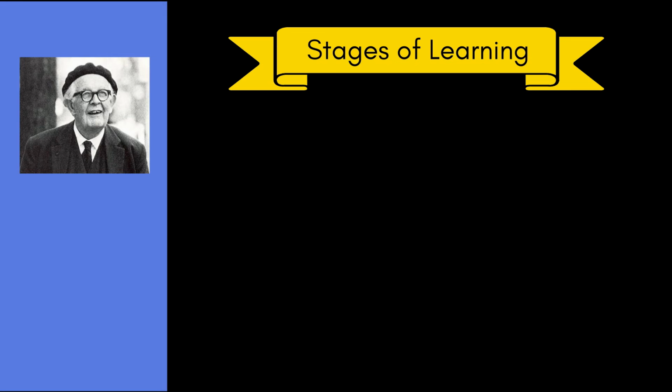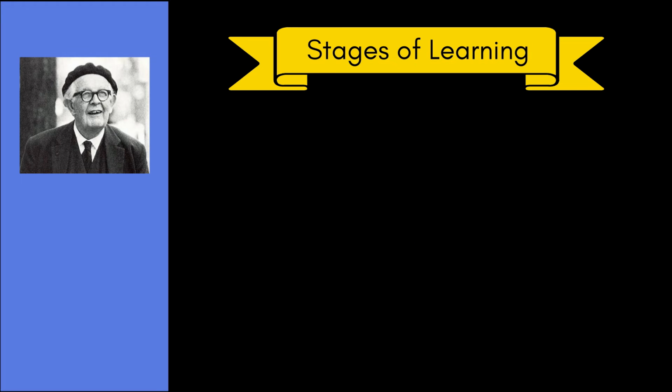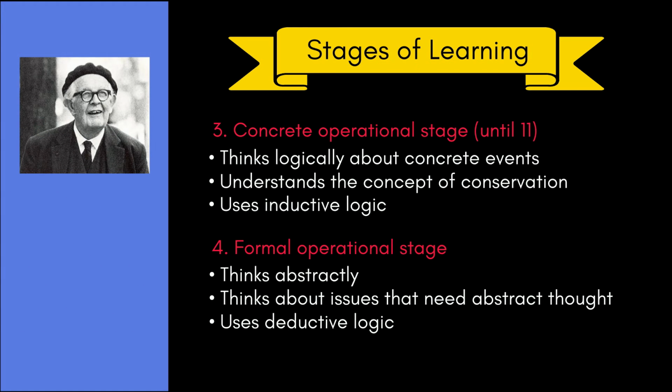Stages of learning. Piaget proposed that children progress through 4 developmental stages. The sensory-motor stage, from birth to the acquisition of language. The pre-operational stage, from about 2 to about 7. The concrete operational stage, from about 7 to about 11. And finally, the formal operational stage. I'm not going to go into the details of the stages here, but I will give links to where you can find more information.